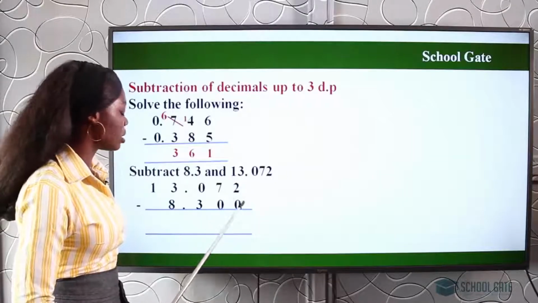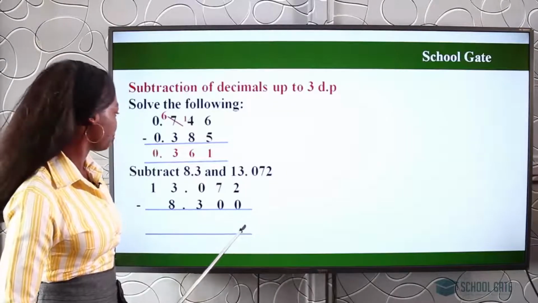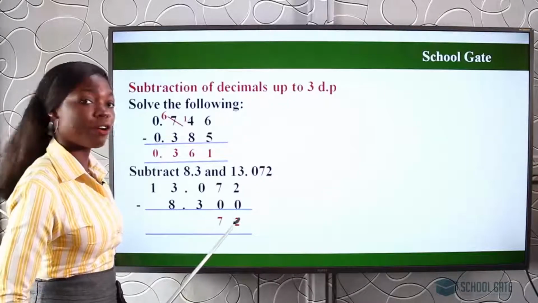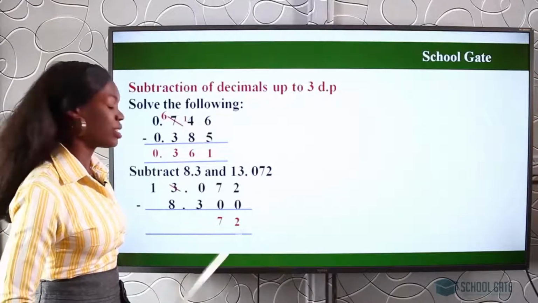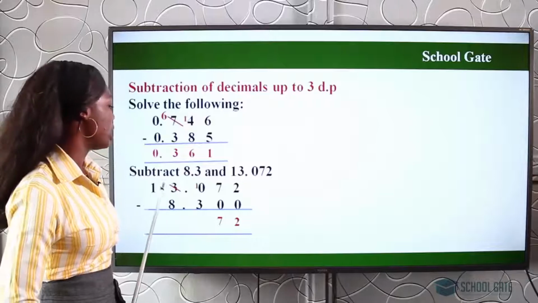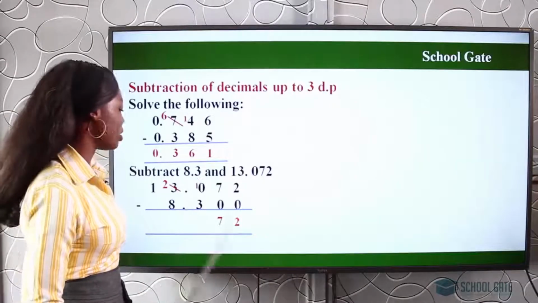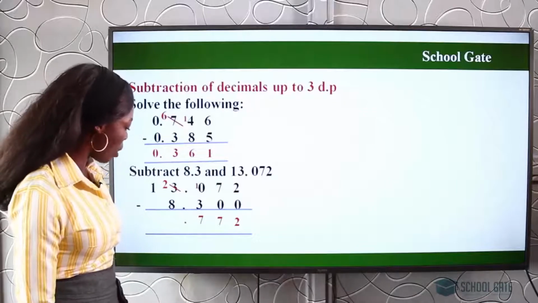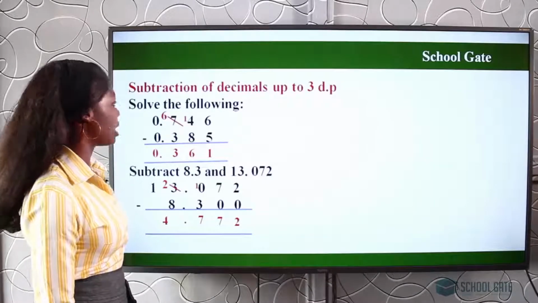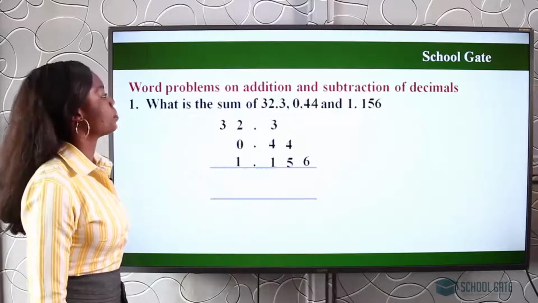So 2 minus 0 will give us 2. 7 minus 0 will give us 7. 0 minus 3, not possible. You borrow from 3 to make this 2, and you place the 1 here. So you have 10 minus 3, give us 7. We have our point. 12 minus 8 will give us 4.